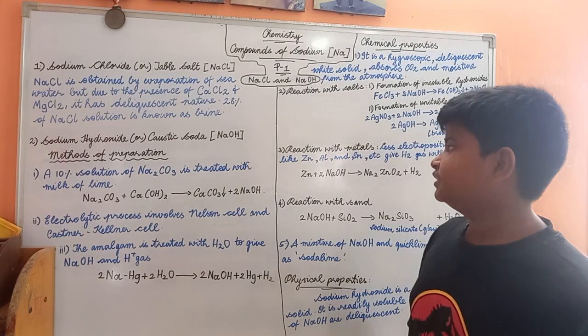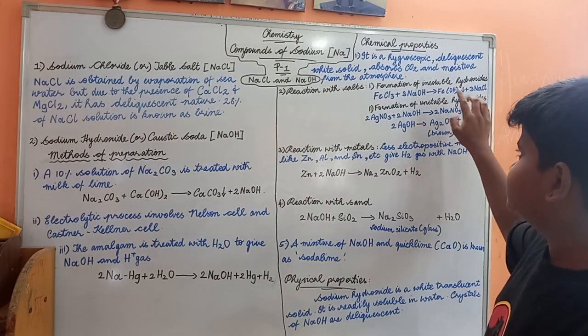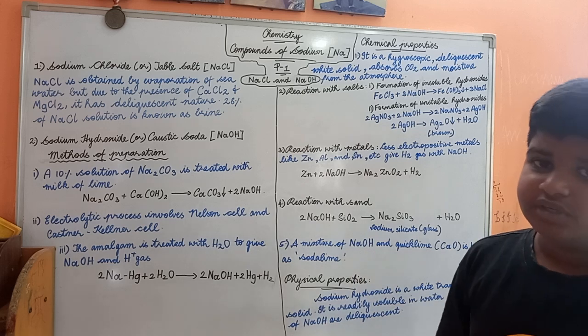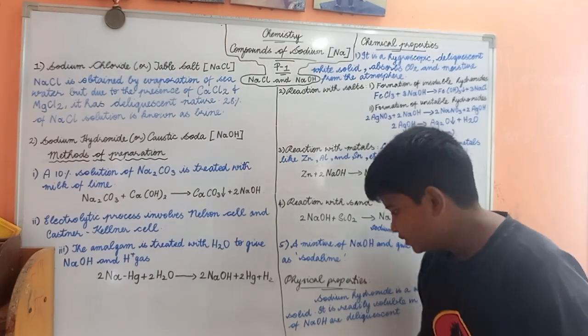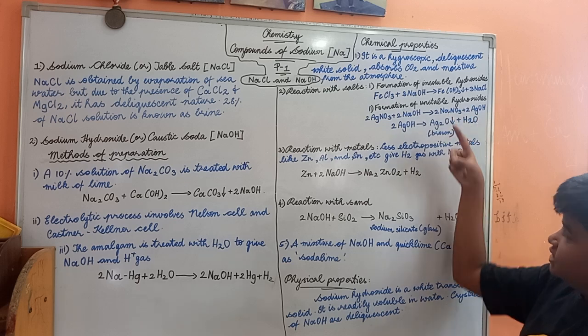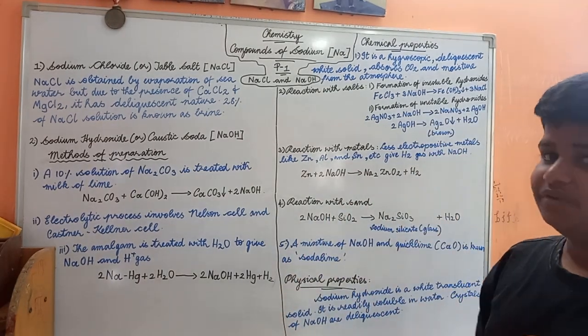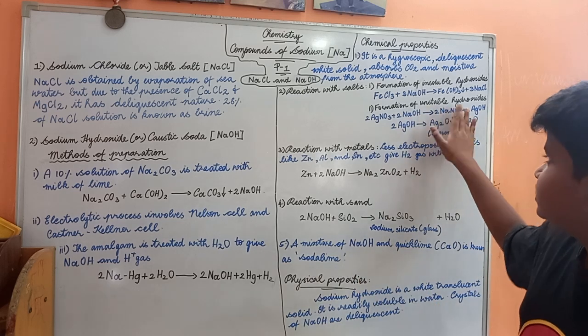So now I'm back. Now we'll look at formation of unstable hydroxides. This is insoluble, which means they do not dissolve in a liquid. So now we'll be looking at formation of unstable hydroxide. Unstable means they will not be stable and could react vigorously. So these are the unstable hydroxides.